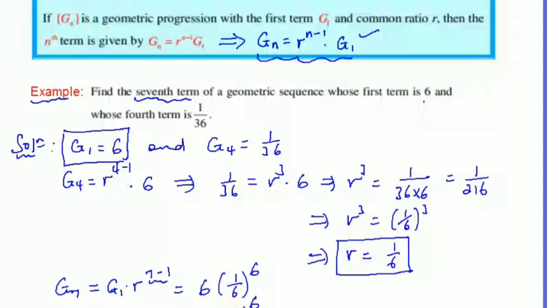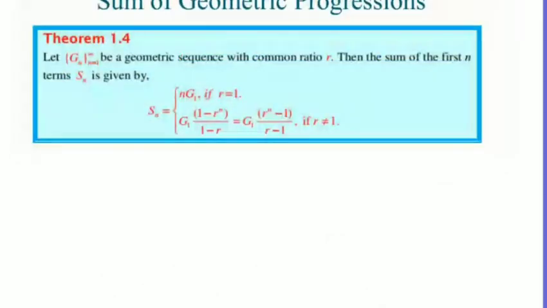Or you can simplify this further. This is 6 times 6 to the power of minus 6, which is going to be 6 to the power of minus 5. Or you can make it 1 over 6 to the power of 5. So this is the seventh term for the given sequence. Now, having seen these two examples, I will take you to different national examination problems. But before that, I want to show you this formula.